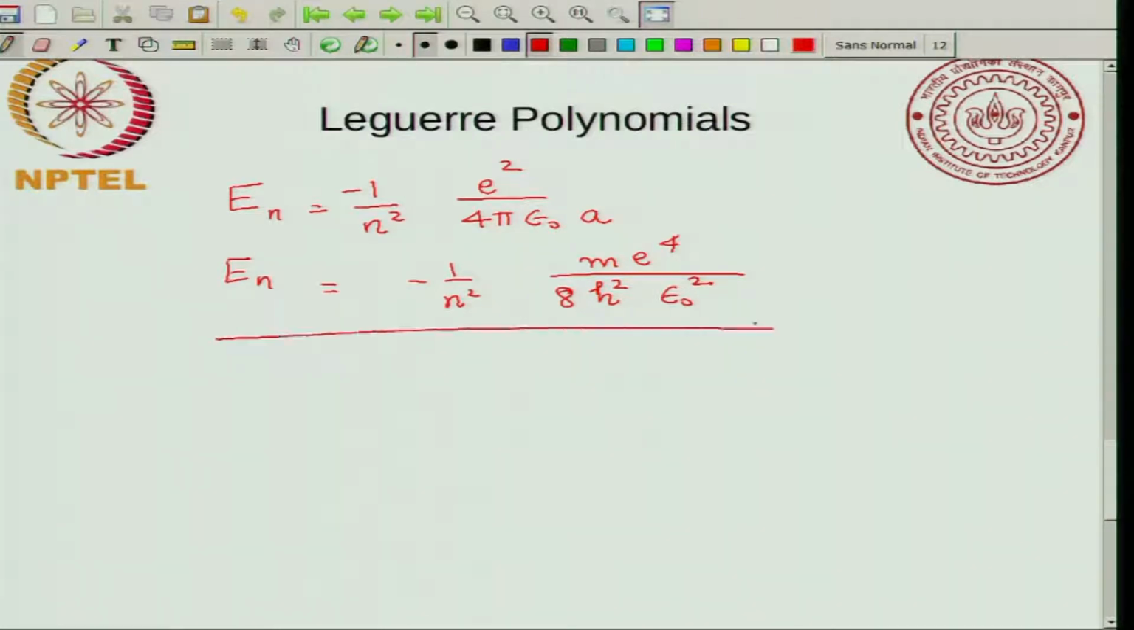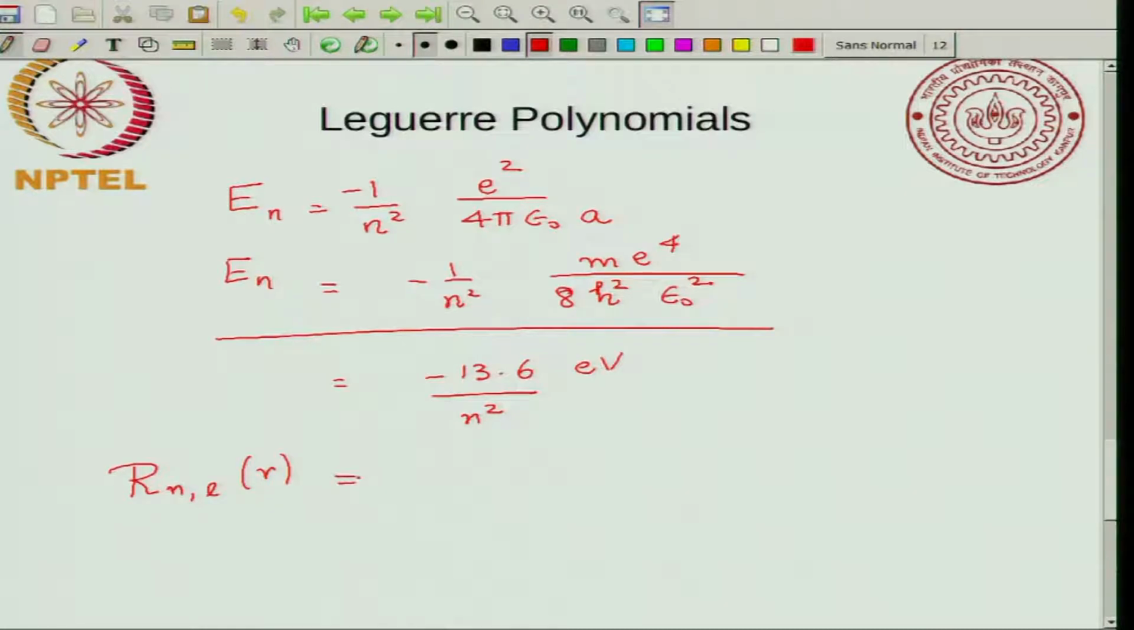So if you substitute all these values, you will get it as minus 13.6 electron volts divided by n square. So you can substitute these values and get this, and what we have seen is that by this procedure we are able to get exactly the energy of an electron in the hydrogen atom. Now next, what about the wave functions? So the wave functions, your R, now it is a function of n and L of r.